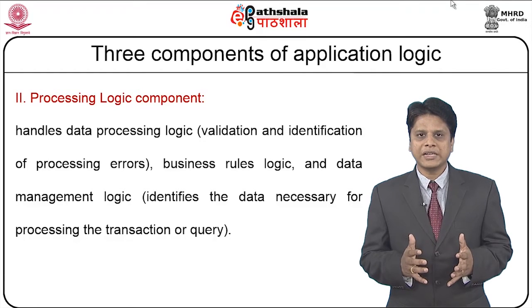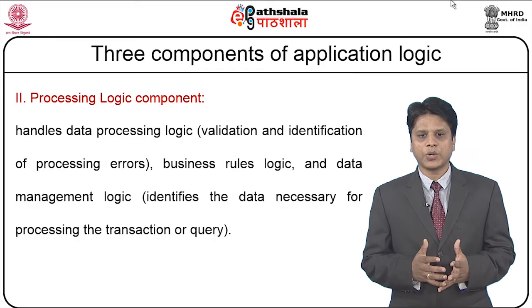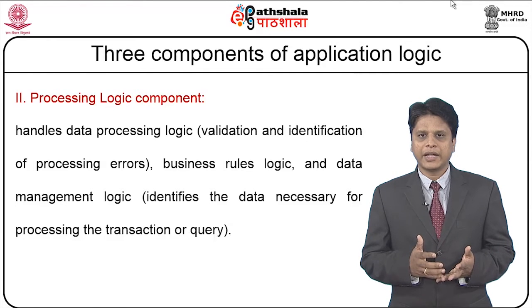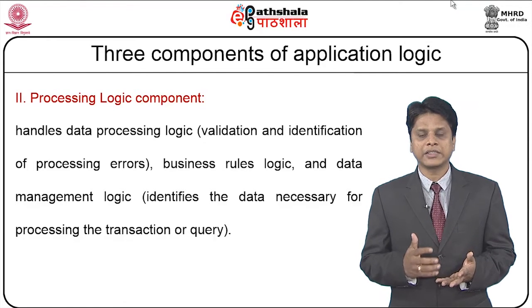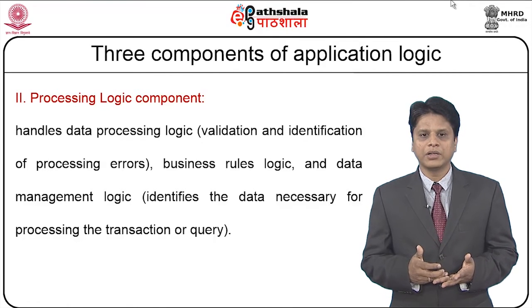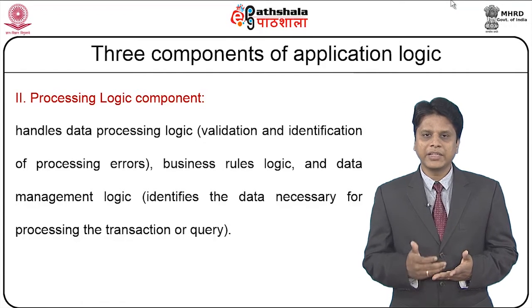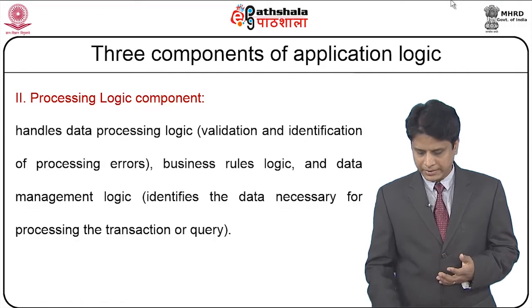At the processing level it is quite important that we process three different things. One is the validation and identification of data that is required for processing. Not only that, it also looks after the business rule logics and data management logic. So, three things we will look at from the processing logic end.